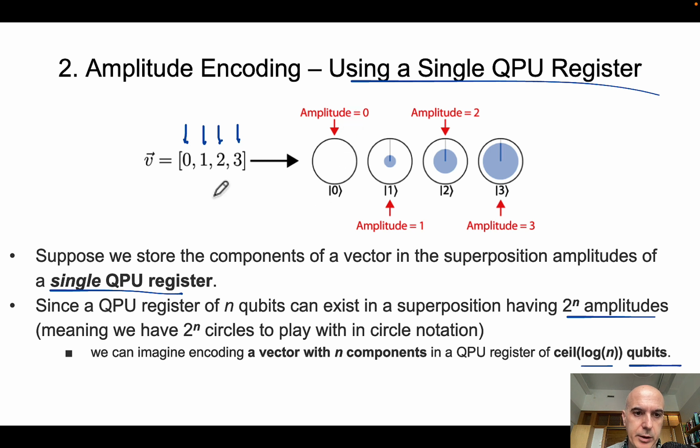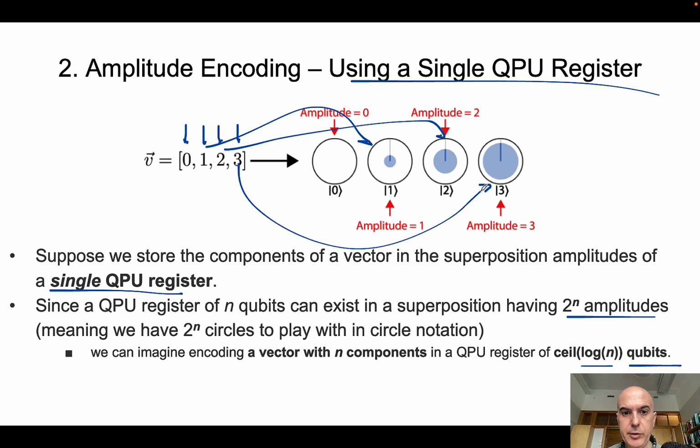So in this case, the first element is 0, so the amplitude is 0, and then 1, 2. This corresponds to this one, and then this one, and then this one. As you can see, it is increasing because we have 1, 2, and 3.